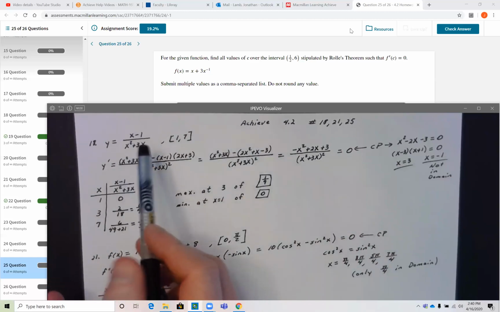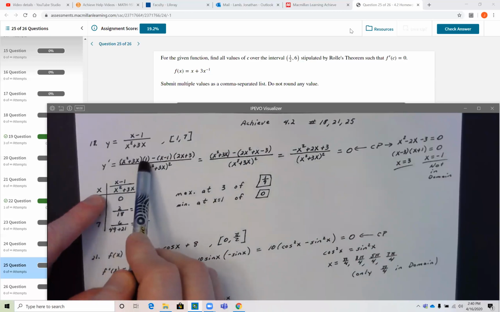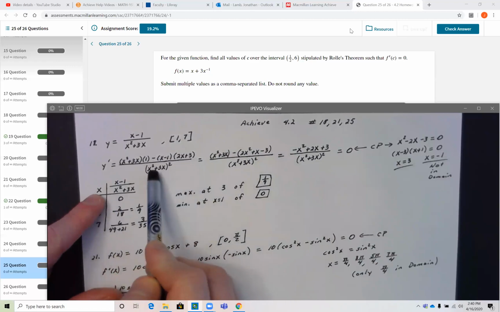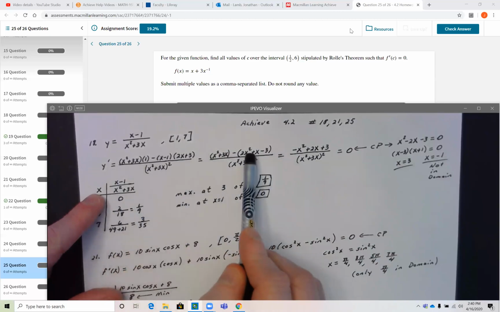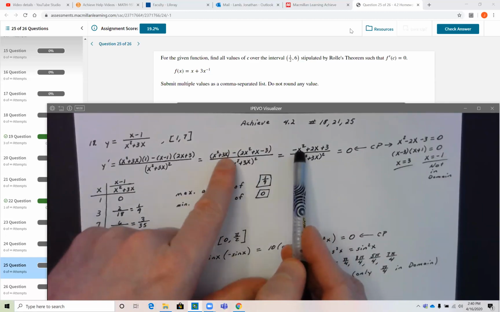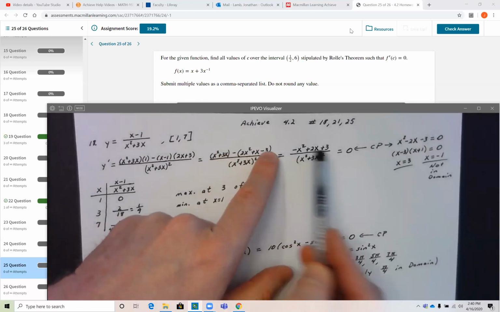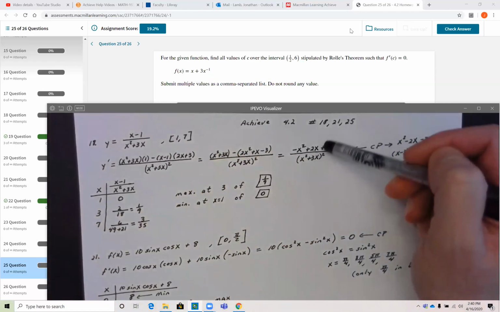So the critical points are where the derivative either doesn't exist or is equal to zero. So I had to take the derivative of my function. I used the quotient rule: the denominator times the derivative of the numerator minus the numerator times the derivative of the denominator, over the denominator squared. Then I just algebraically FOILed out my second group, and I knew I was subtracting that entire second group. So then when I did that, I had x squared minus 2x squared is a negative x squared. 3x minus x is 2x. And then I had a minus a negative 3 for plus 3. So now I have my simplified derivative.